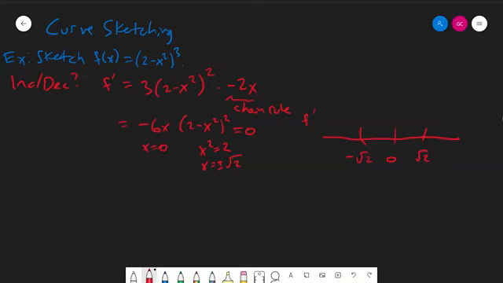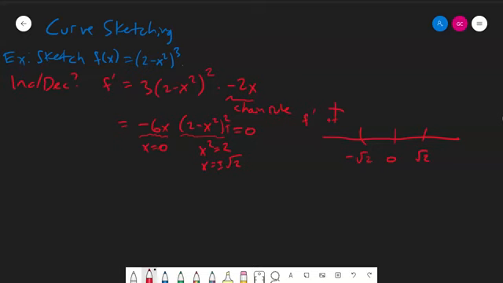So for example, if I plug in, say, a very large negative value like negative 100, well, negative 6x, when I plug in a negative value, is going to give you something positive. And if I plug in a value like negative 100 into 2 minus x squared, well, that'll get me something negative, but this second part is itself being squared all the time. So that's always going to give you a positive. So overall, we get a positive. We have a positive times a positive, and we got a positive.